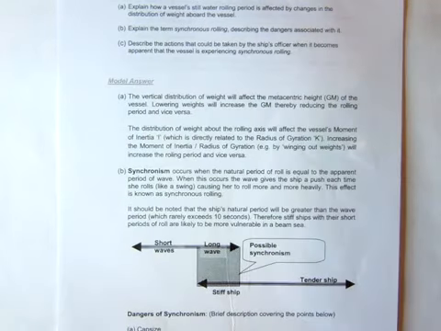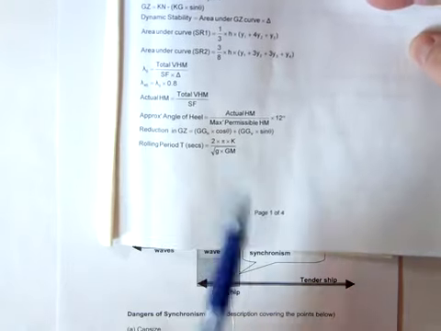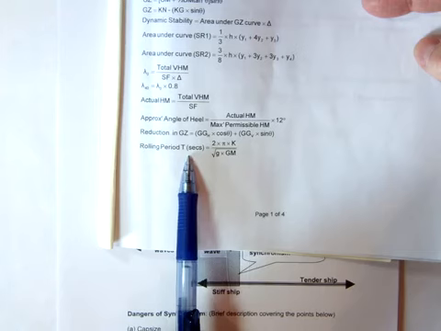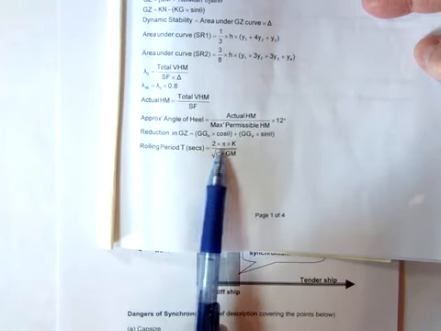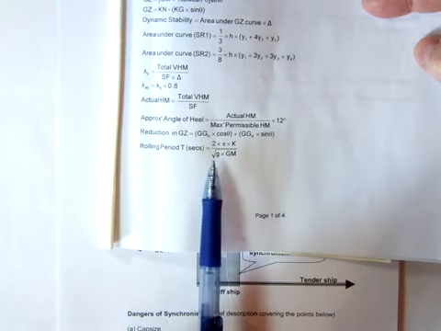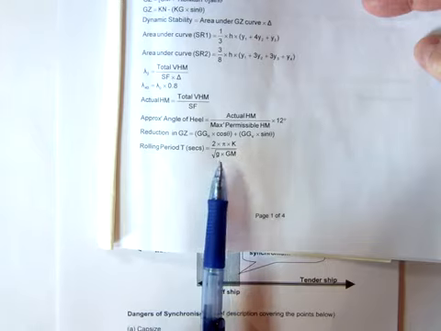Okay, we'll look at a question here that asks us to explain how a vessel's still water rolling period is affected by changes in the distribution of weight aboard the vessel. Well, I think if you were to look at the formula here, we can see that the rolling period, time in seconds, is 2 pi k over the square root of g times gm.